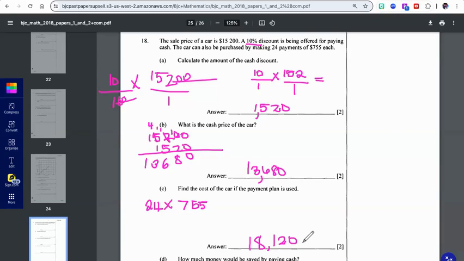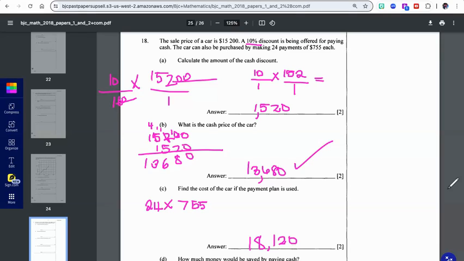Now, last question. How much money would be saved by paying cash? That doesn't change. Now, this is a tricky question. If you read back, it says the sale price of a car is $15,200. A discount is being offered by paying cash. So if you pay cash, you still apply that discount. So that means this is the cash price of the car if you pay cash.